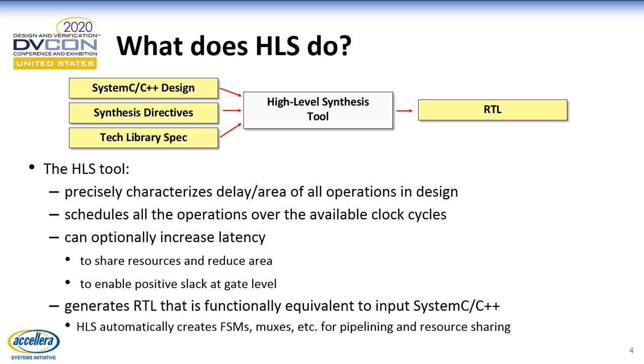What the HLS tool actually does very precisely is it looks at the area and delay of all the operations in the design. So for example, if you're designing a multiply accumulate, it will look at the area of all the adders and all the multipliers and so forth in your technology library, and it will construct the RTL so that you have good power, performance, and area for the implementation. It will also schedule all the operations over the available clock cycles.